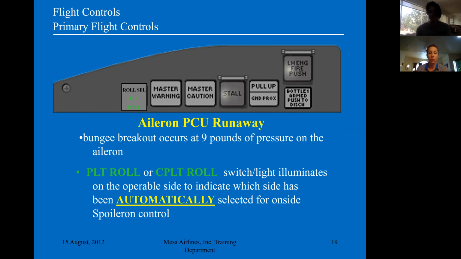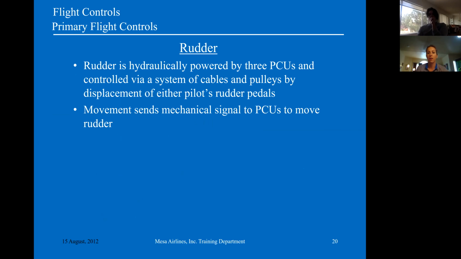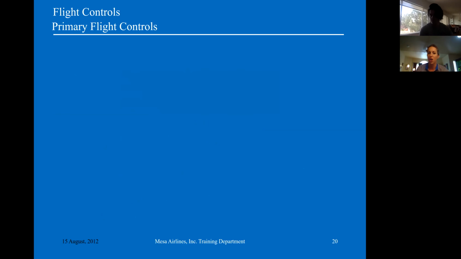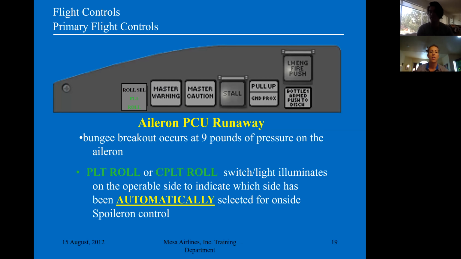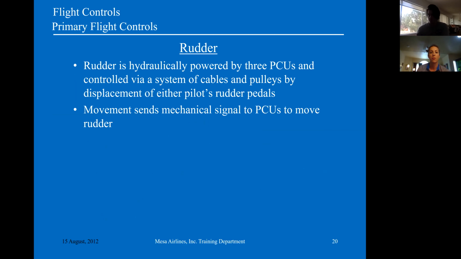Let's see. Pilot roll and co-pilot roll switch illuminates on the operable side. None of that stuff is asked in any test that I've made. There may be one or two quiz questions buried deep in a bank that Professor Vessel made up a long time ago, but I don't think so. I think I filtered them all out because this is the kind of thing you don't need to know until you're a co-pilot. So basics, right? Rudder has 3 PCUs because it's the most important. It's got the most redundancy. I would know that.